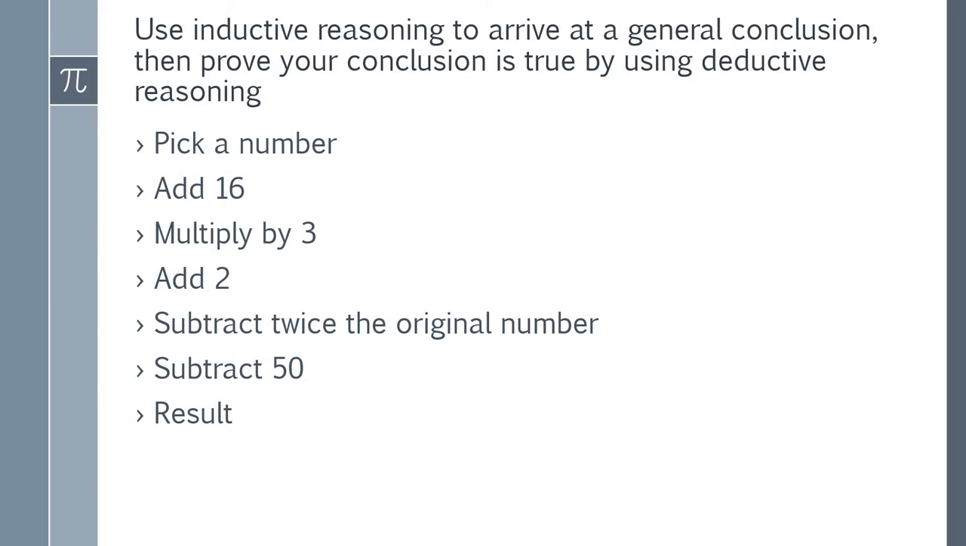Next, use inductive reasoning. This is example 2, to arrive at a general conclusion. Then prove your conclusion is true by using deductive reasoning. First, you pick a number, add 16, then multiply by 3, add 2, subtract twice the original number, subtract 50, and then give the result.